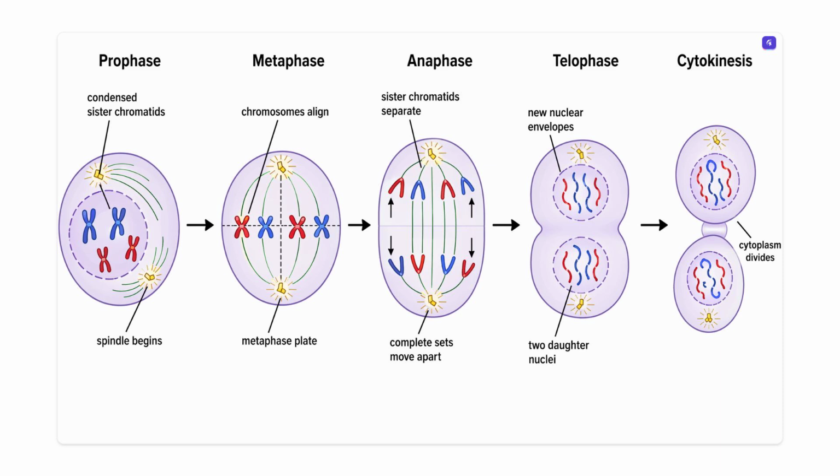Mitosis is the part of the cell cycle that separates duplicated chromosomes into 2 identical daughter nuclei. The goal is simple but essential. Each future cell needs a complete genome, meaning a full set of genetic information.